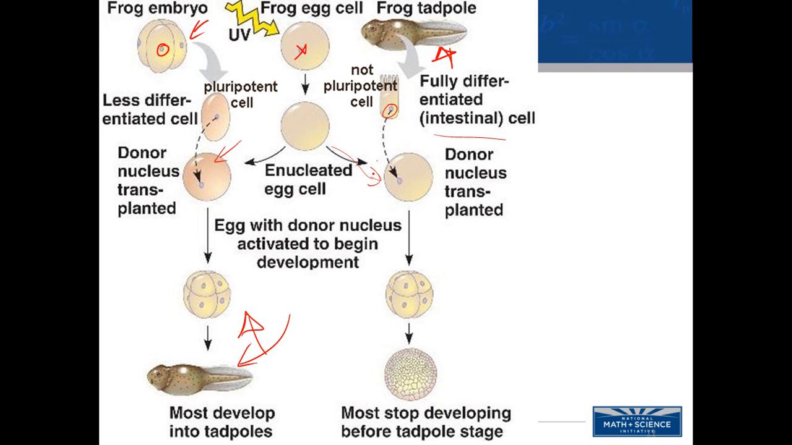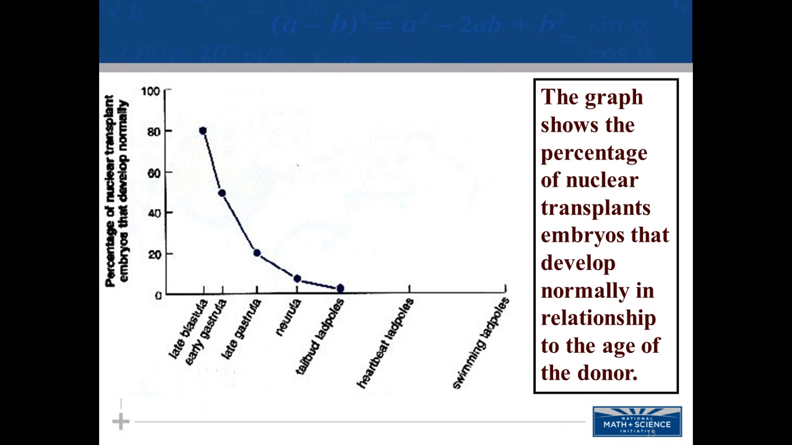Every now and then they will get a tadpole, but most are going to stop before the tadpole stage. You may have cleavage, but you're not going to have a fully differentiated tadpole. So in looking at this particular graph, they did this experiment over and over again using the nuclei from a late blastula, which means that ball of cells, and then they used the nuclei from an early gastrula, and that means after that large movement of cells takes place.